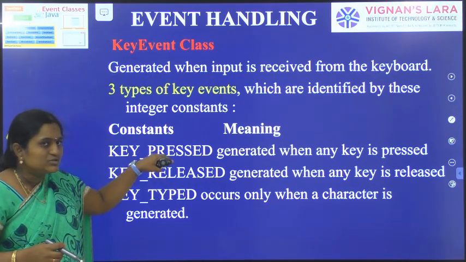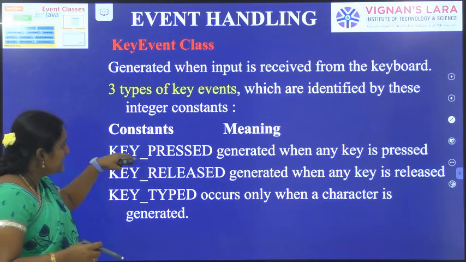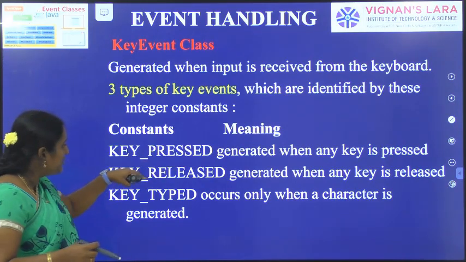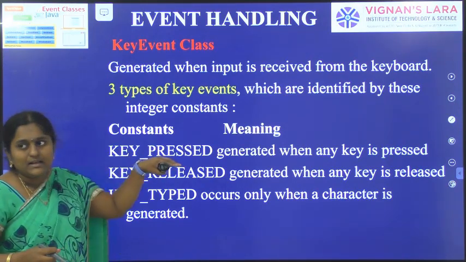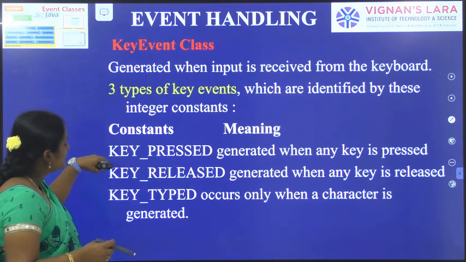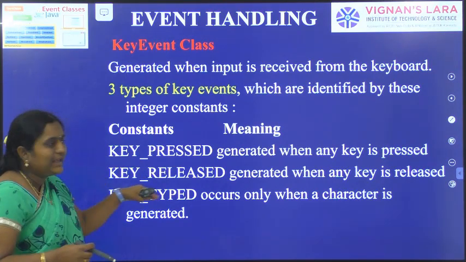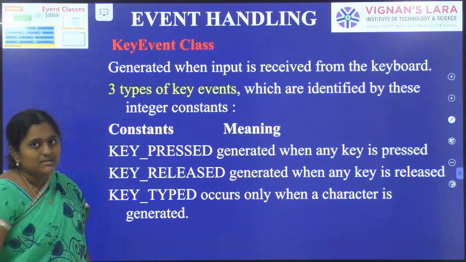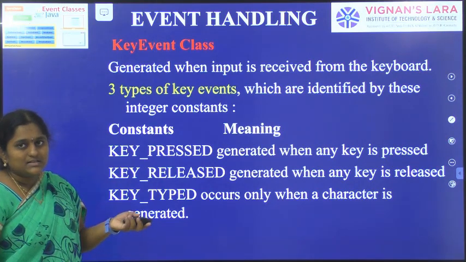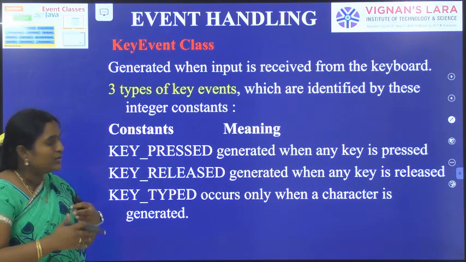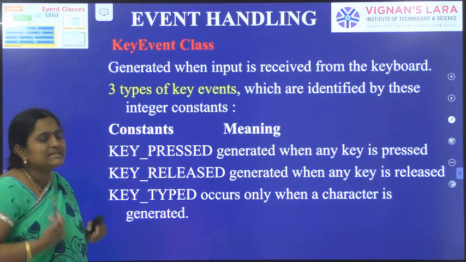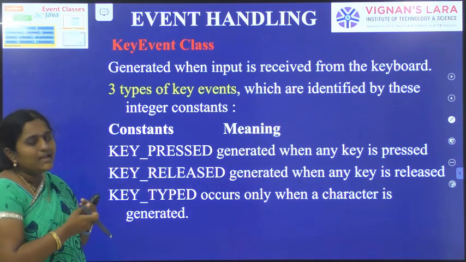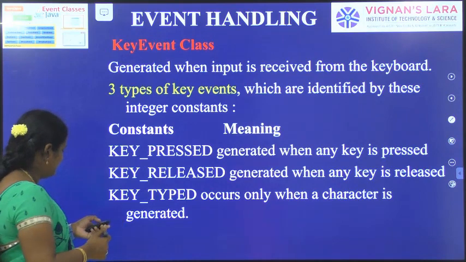Whenever the user presses a key, this method will be called. Whenever the user releases a key, a KeyEvent is generated. Whenever you type a key, a KeyEvent is generated. A KeyEvent is generated whenever you press the key, release the key, and type the key.